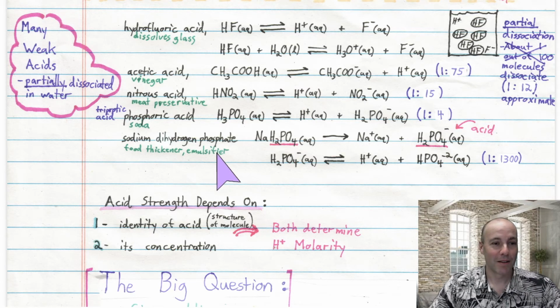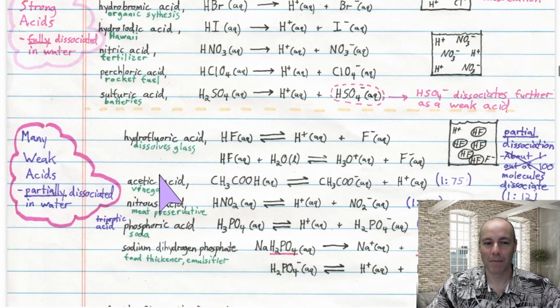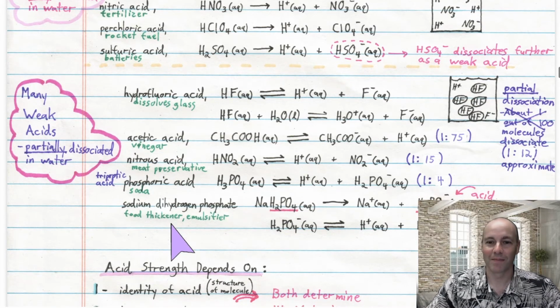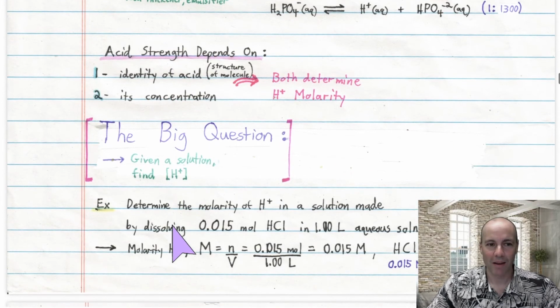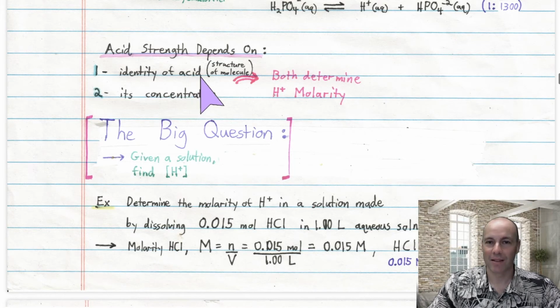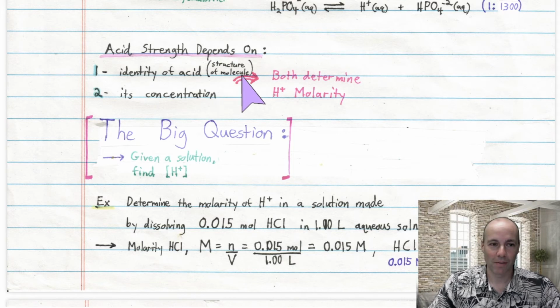So that's some weak acids. There are many, many more, thousands probably. I'm not sure. I've never seen a list. But 6 strong acids. You should memorize those, and you should probably memorize a few of the more common weak acids. Now, the strength of an acid depends on which acid it is you're talking about, the identity of the acid. In other words, what is the molecule? Okay, what is the structure of the molecule? And its concentration.